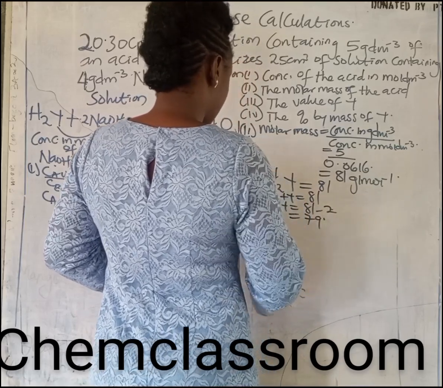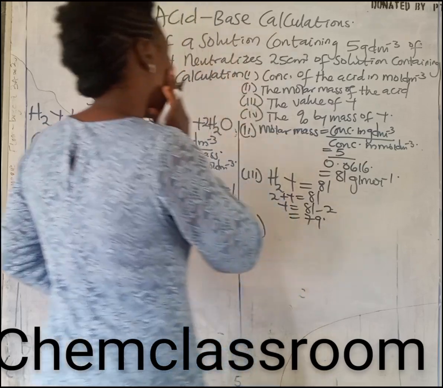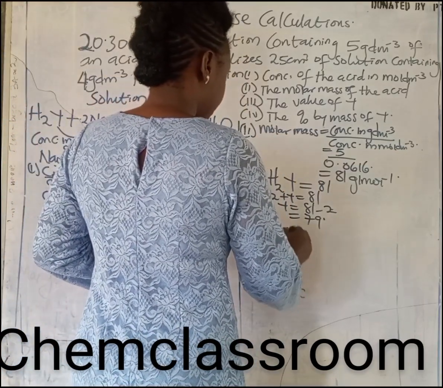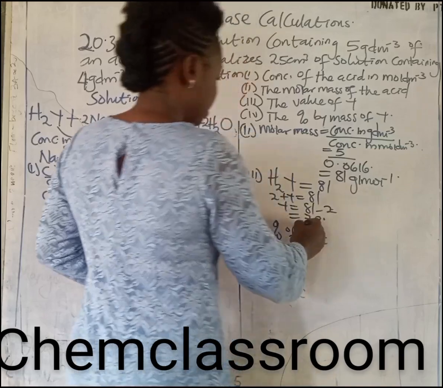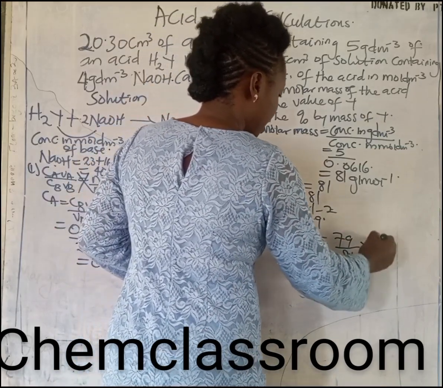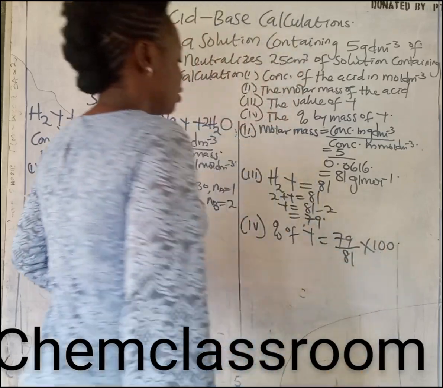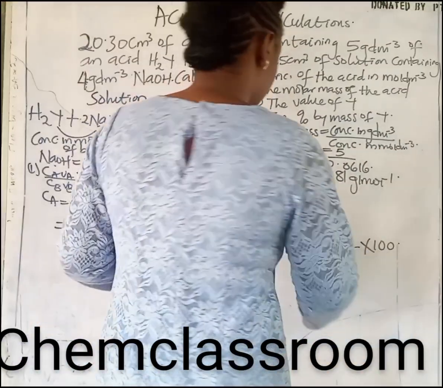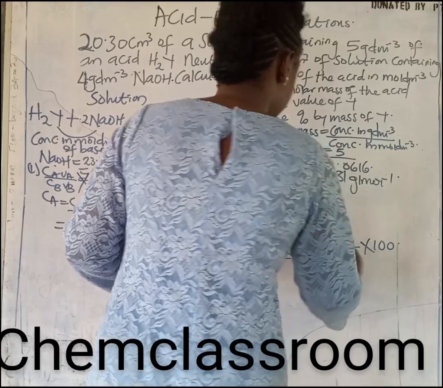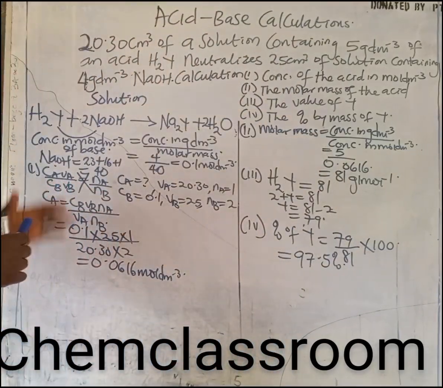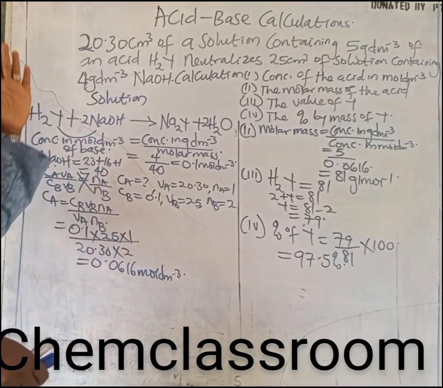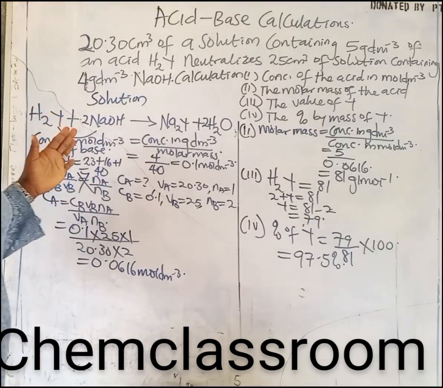So going to the last question, we are being asked to calculate the percentage by mass of Y. So the percentage by mass of Y will be 79 divided by 81 multiplied by 100. In all, we are expected to have 97.5%. So we have been able to solve the 4 questions under this acid-base calculation.